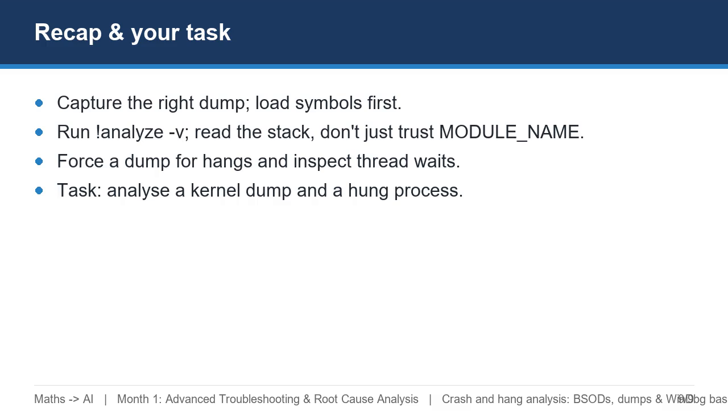Recap. Capture the right dump type, then load symbols before you read anything. Run !analyze -v, but read the full stack rather than blindly trusting the named module. For hangs, force a dump and inspect what each thread is waiting on. Your task: confirm and set the dump type via CrashControl, open a kernel dump in WinDbg, run !analyze -v and record the bug check code, module, and top of stack. Then procdump a hung process, run ~*k, and conclude driver defect, corrupted state, or hardware. Next up, network diagnostics.